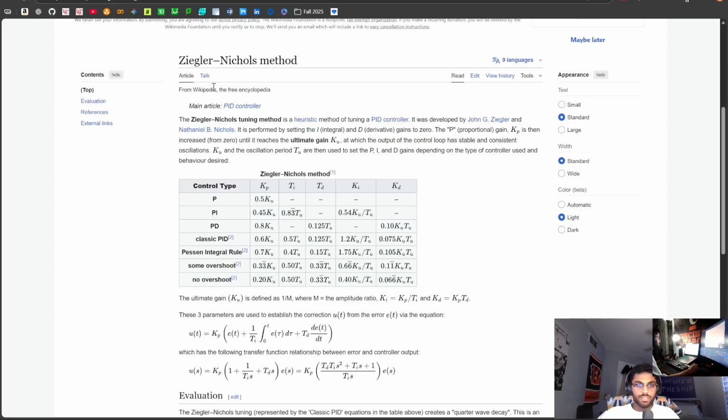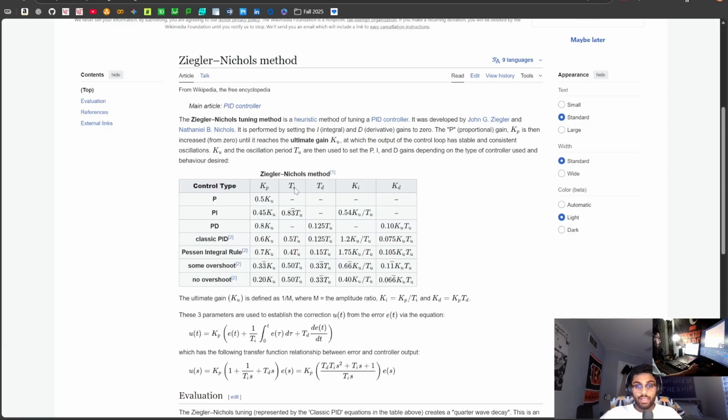So this is just the Wikipedia page for the Ziegler-Nichols method. And basically what happens is that we have our proportional gain, the Kp. It is increased from 0 until we reach something called the ultimate gain, which is the Ku, at which point we also determine the oscillation period, Tu. And for our integral controller, so this is our proportional integral controller here, we find that the Kp for our process is 0.45 times Ku, which is the ultimate gain again.